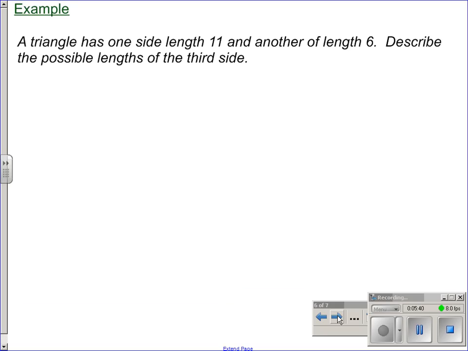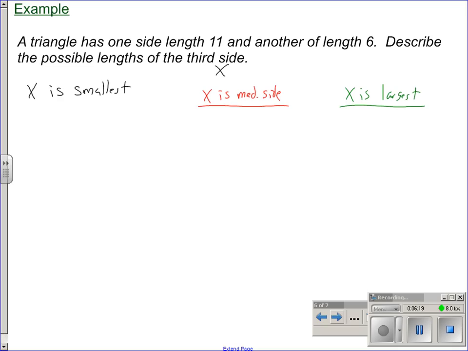All right. So, for an example here, a triangle has one side length of 11 and another length of 6. Describe the possible lengths of that third side. So we really have a couple of options to deal with here. What can we call this third side? X. So, our possibilities. X is the smallest side. X is the medium side, it's the middle side length. Or X is the largest. So we've got three things to take into account.